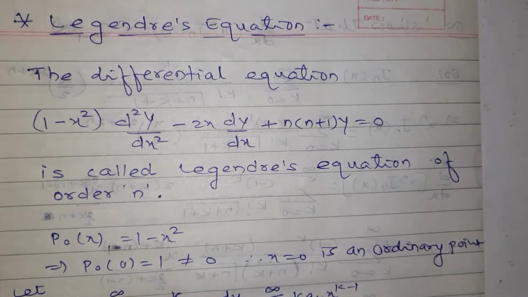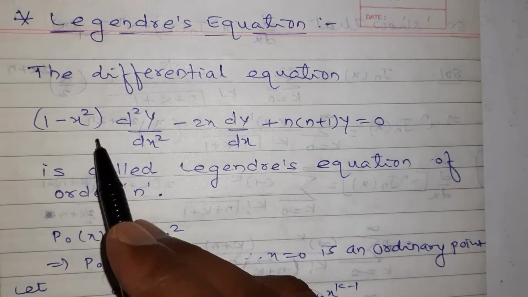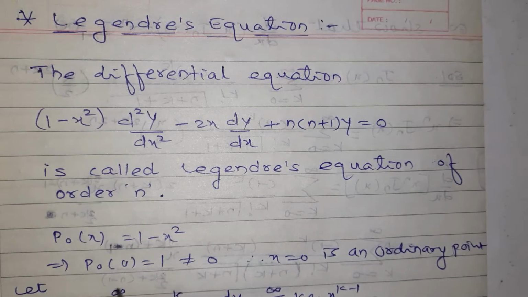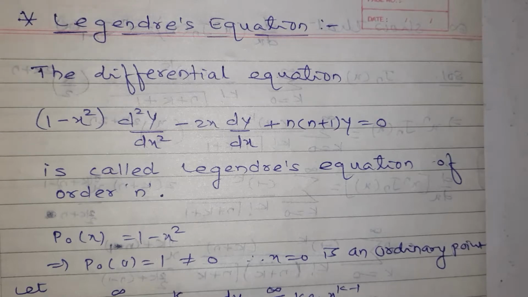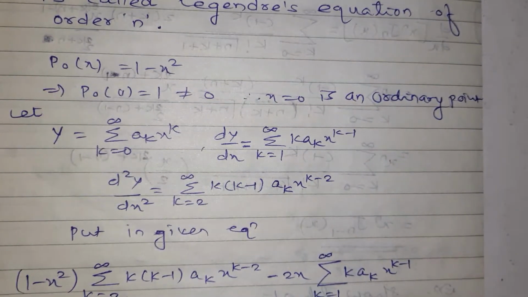Now check whether your point is a regular singular point or an ordinary point. For that, p0 of x. What is our p0 of x here? 1 minus x square. If I put x equal to 0, then I get p0 of 0 is 1, not equal to 0. So x equal to 0 is our ordinary point. And we know the method to solve ordinary point.